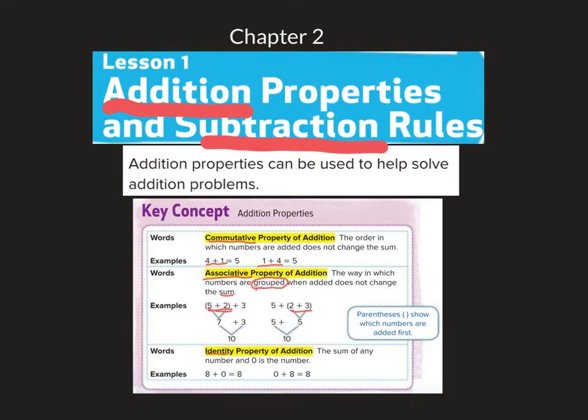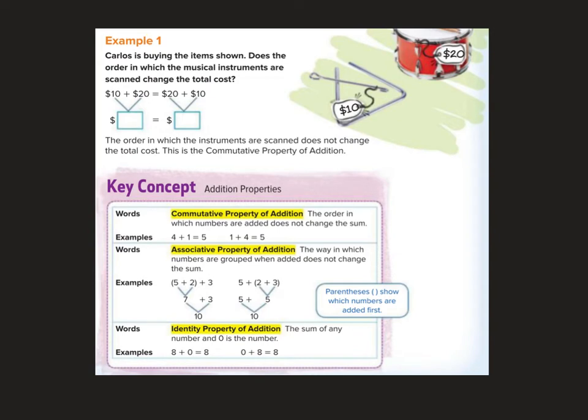Then lastly, we have the identity property, which just means if I add 0 to a number, the answer is going to be itself. Okay, so let's just start practicing here. Let's take a look at example 1 here.